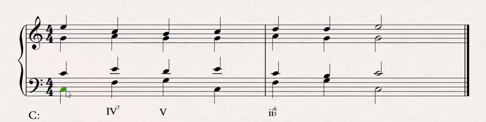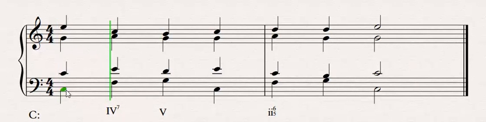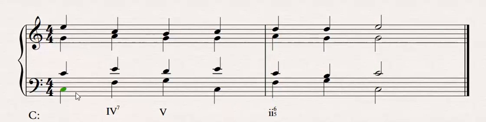Let's listen one more time. So you can see that the 2-6-5 is really a much mellower 7th chord than the 4-7.